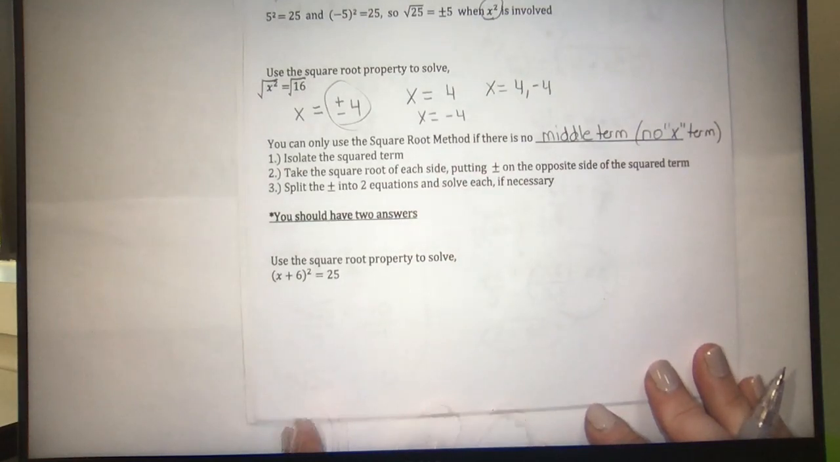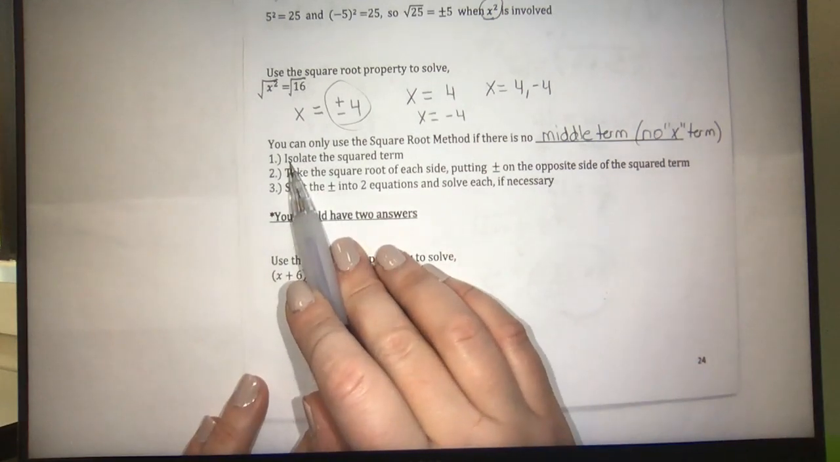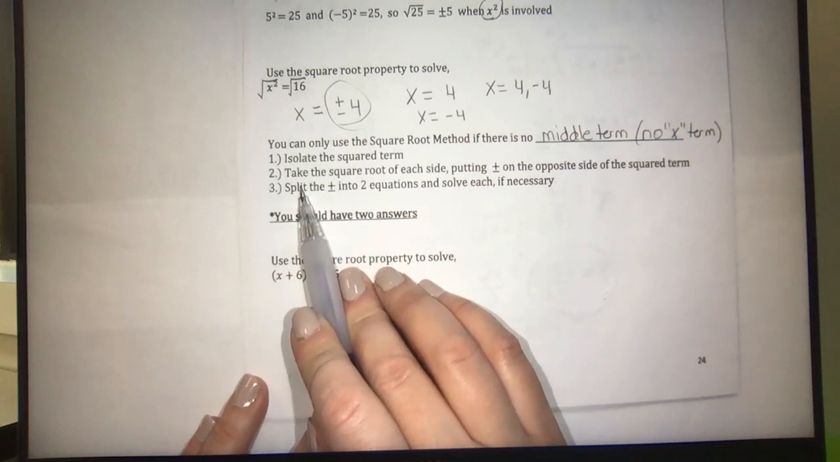So it's kind of specific to the problem, but we'll tell you when you can use it. All right, here are your steps. We're going to isolate. You need to get your squared term all by itself. Take the square root of each side.